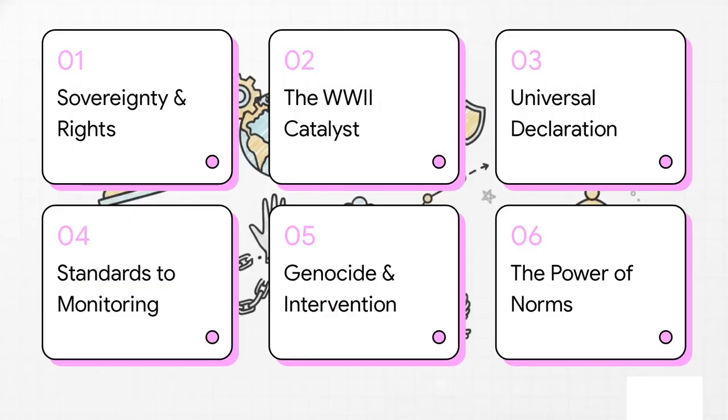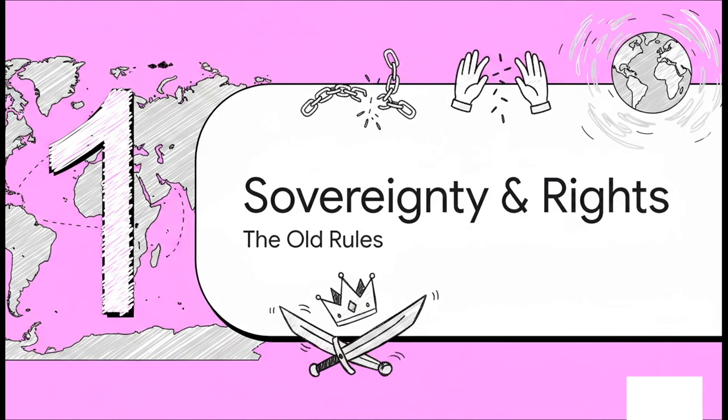To understand how we reached this near-universal agreement, we're going to trace this evolution across 6 key chapters, starting with sovereignty versus rights, moving through the WW2 catalyst, the Universal Declaration, the shift from standards to monitoring, genocide and intervention, and finally ending with the power of norms. So, jumping right into Section 1, sovereignty versus human rights.